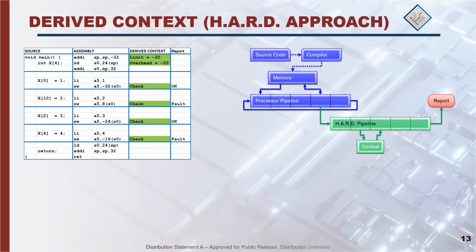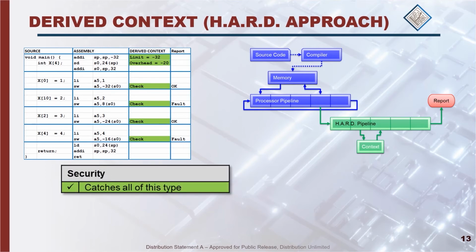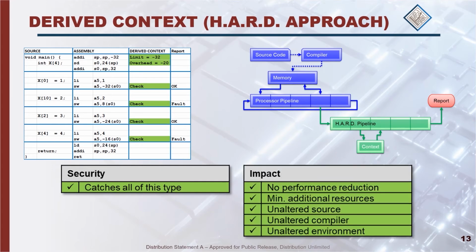And so what this means is, for security, we've caught all of this particular type. We haven't had to rewrite it or find the specific ones in the source code itself. From an impact standpoint, we have not changed the performance of the main processor. The number of instructions is the same. We haven't changed the actual processing pipeline. We haven't altered the memory structure, so we're not going to change the timing of the memory. It's using minimal additional resources.